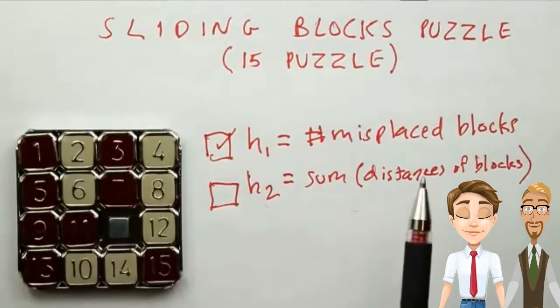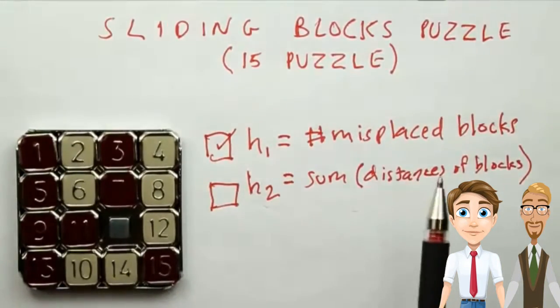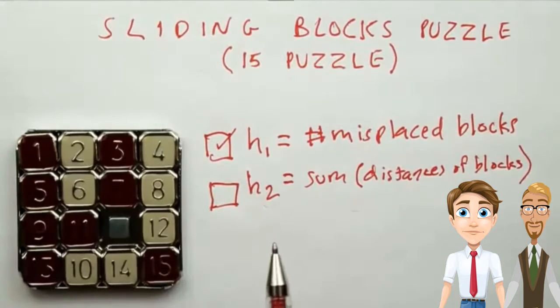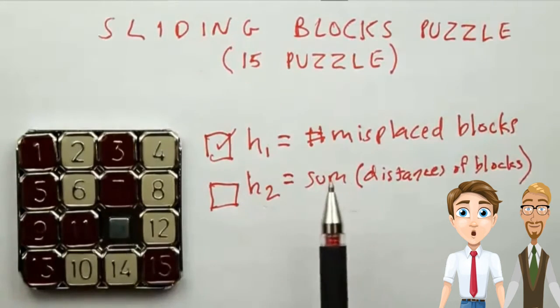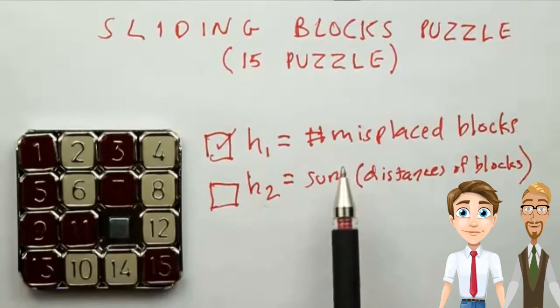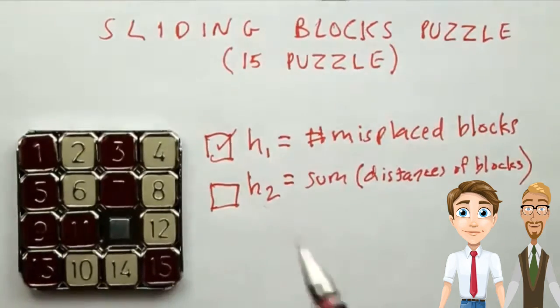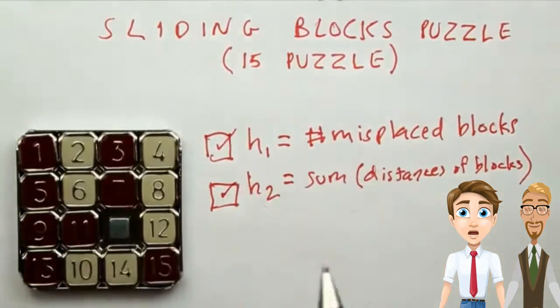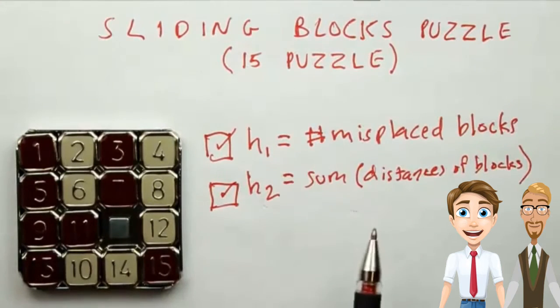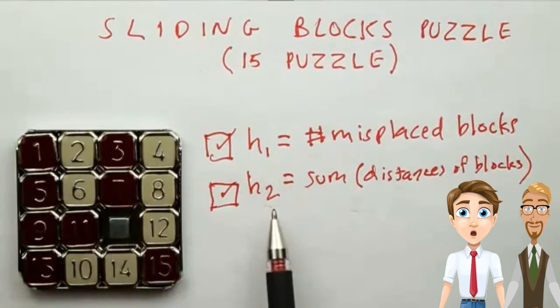H1 is admissible because every tile that's in the wrong position must be moved at least once to get into the right position. So H1 never overestimates. How about H2? H2 is also admissible because every tile in the wrong position can be moved closer to the correct position no faster than 1 space per move. And therefore, both are admissible.